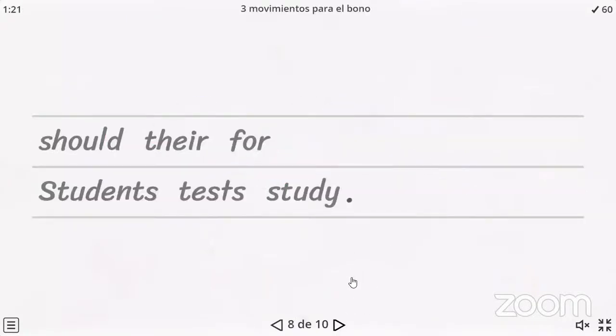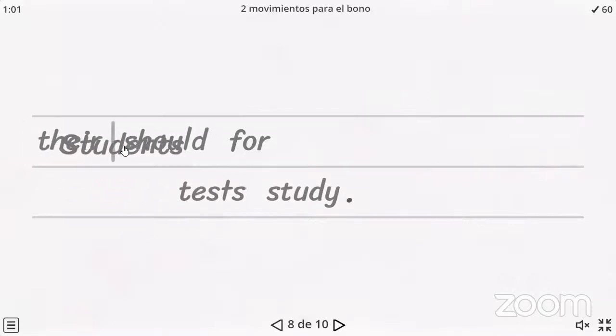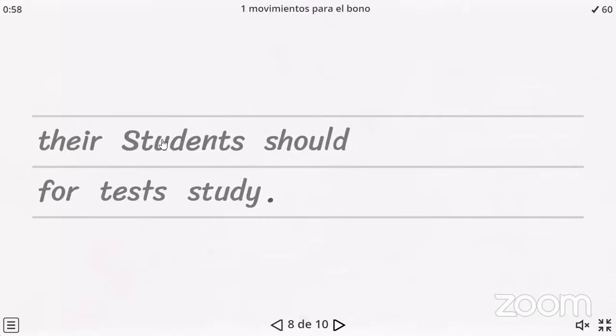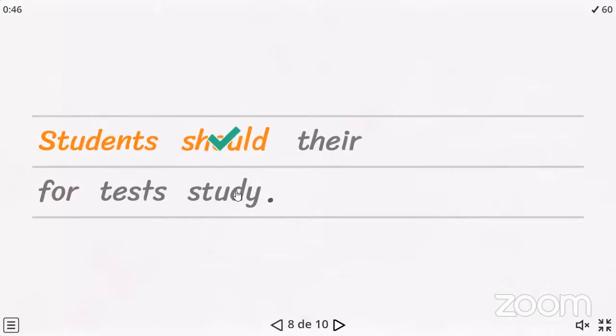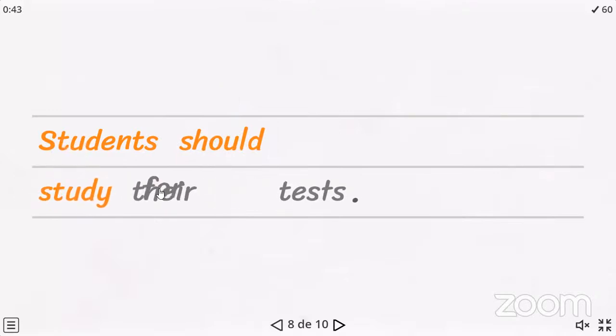Don't worry. Okay, Gabriel, you can tell me how we can reorder this sentence. Their students should study for tests. I think it's not this option. Okay, students should study for their tests. Yes, it's this one. Okay.